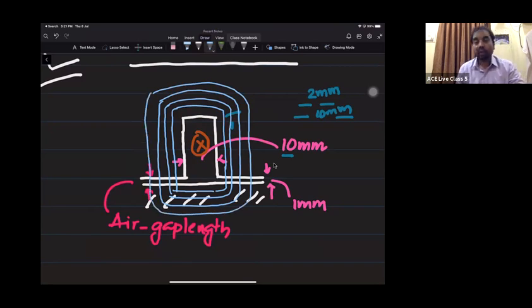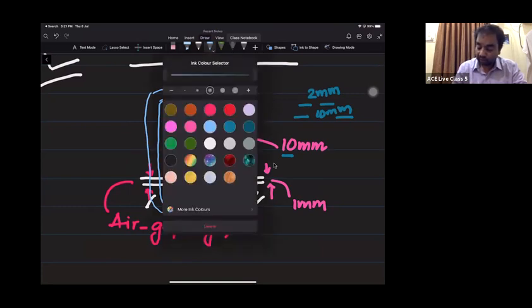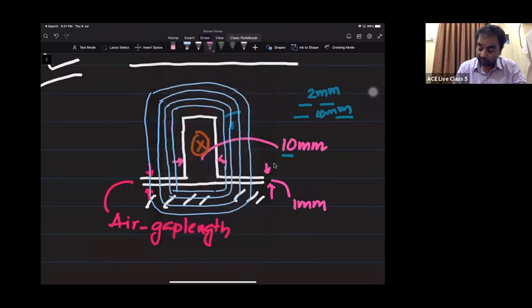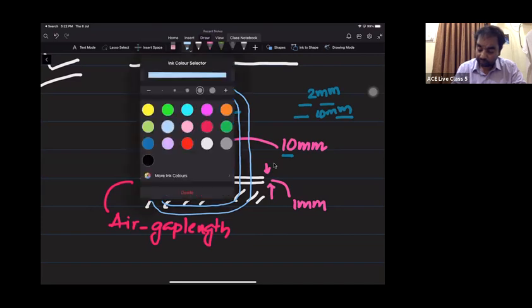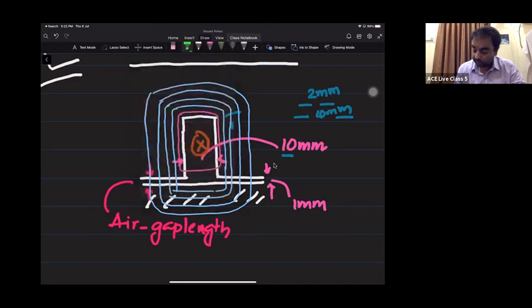But it doesn't mean that all the flux lines will take only that path. One or two flux lines will take the other path also. Which path? This path, the stator path. Why? Because the permeability of this path is not infinity. So you can see till this point, till this point, till this point, there is no division.